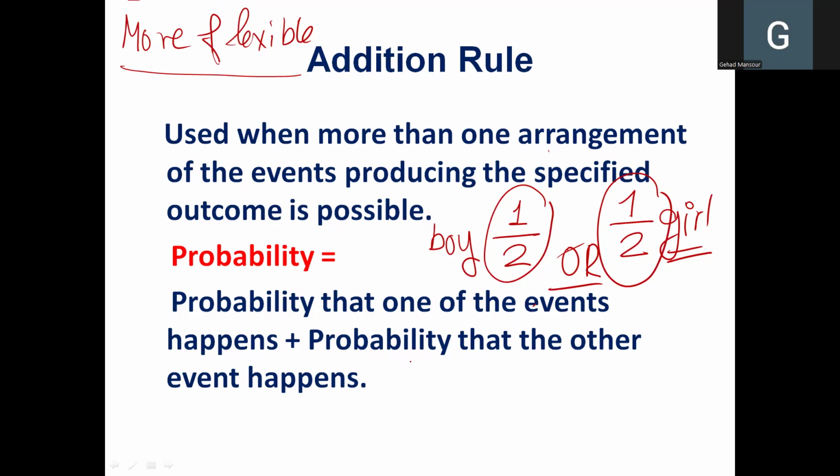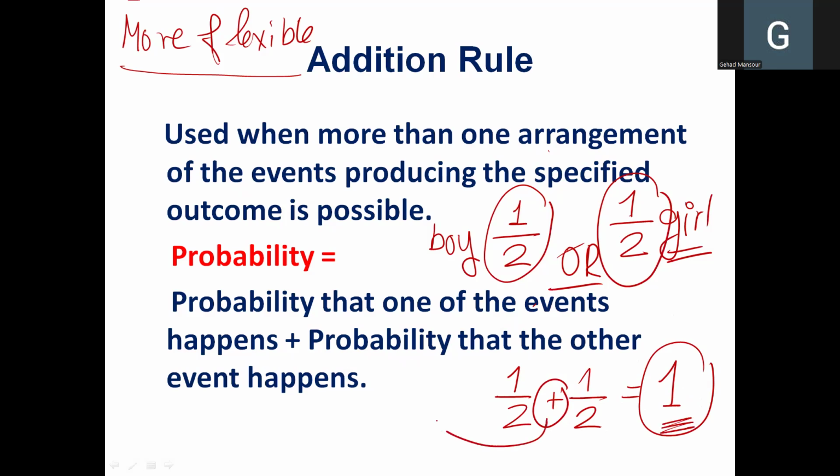You're becoming more flexible. So in such a case, we're adding, so the probability will be a half plus a half, which is 1. So see how the addition rule increases the probability and expands the probability just because you're more flexible and you're using the or relationship.